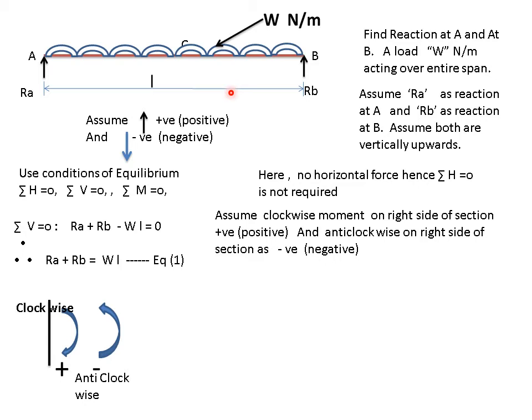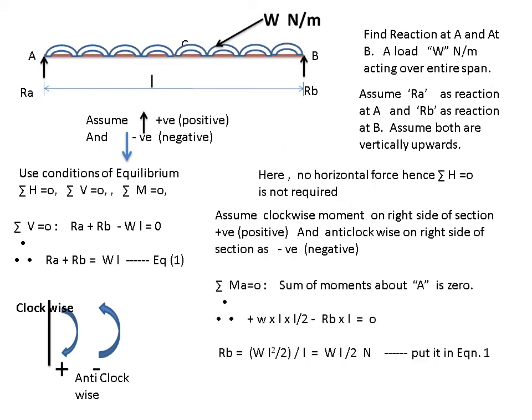So I am taking clockwise as plus and RB will cause anti-clockwise, so it will be minus. So moment about A: W is intensity, W into L is the force. So WL, force into distance, so L by 2. How is it L by 2?